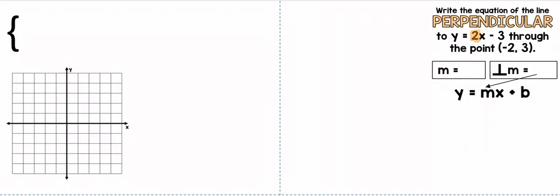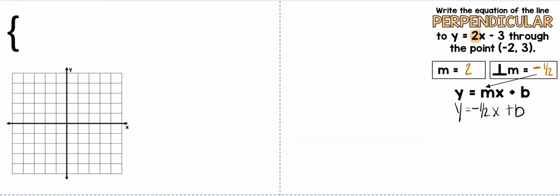So the slope for this first equation is 2. So the perpendicular slope is going to be the negative reciprocal. The reciprocal of 2 is 1/2, and since we need to change the sign, it's going to be negative 1/2. Okay, so then my equation is y equals negative 1/2 x plus b.